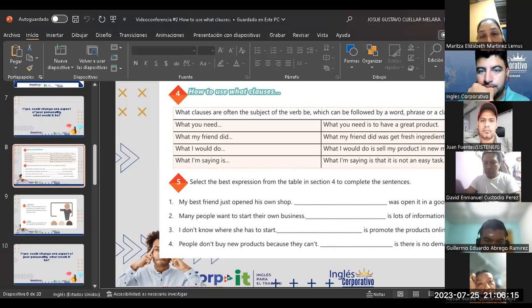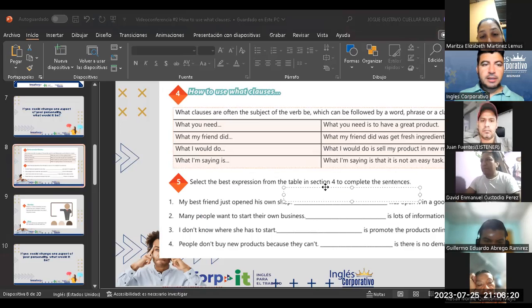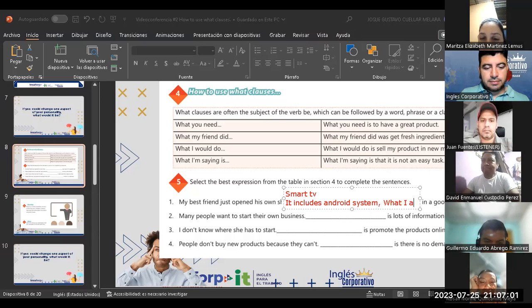For example, you can mention the name of the product. We can say smart TV. Okay. So you can detail the characteristics. Okay. For example, it has Android, or it includes Android system. Okay. What I'm saying is that it's a new update. Okay. Puede ser algo así sencillo.